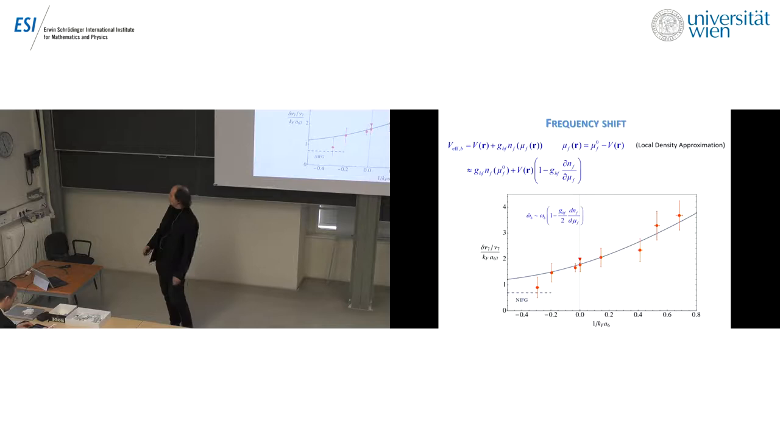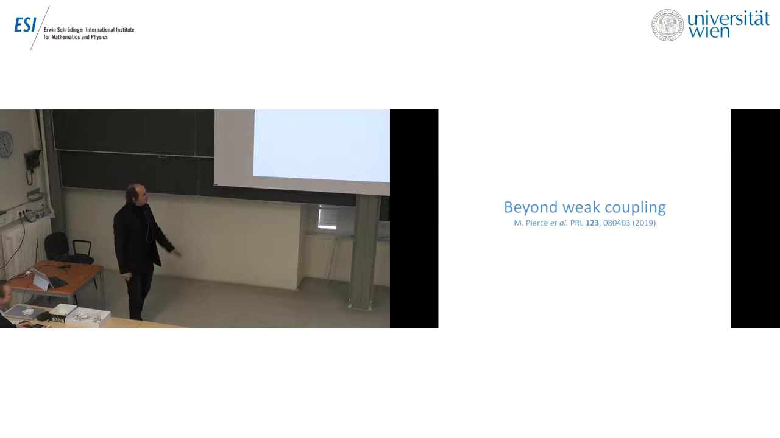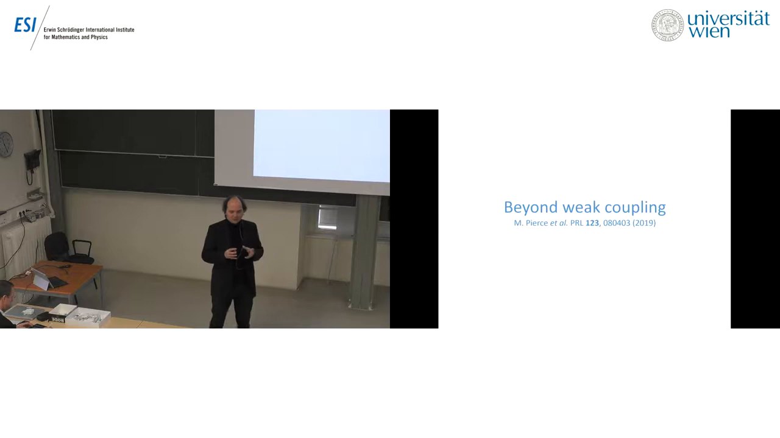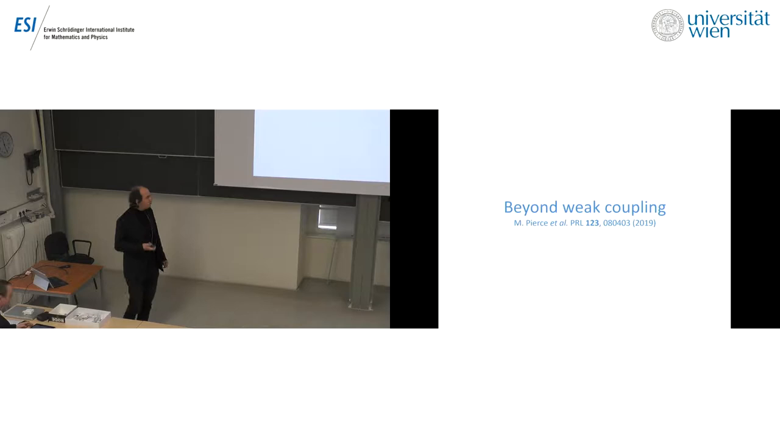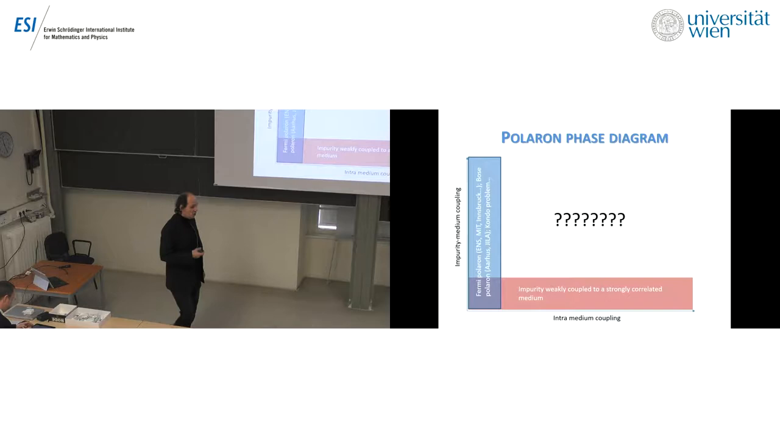Yes. OK. Great. So that was kind of easy because, as I said, after 10 years of working on this system, we now know very well the properties of the background of the fermionic superfluid, and the impurity is quite weakly interacting. And so now the question is, can we go beyond that and study the behavior of an impurity strongly coupled to a strongly correlated medium? So go in this region of the phase diagram.